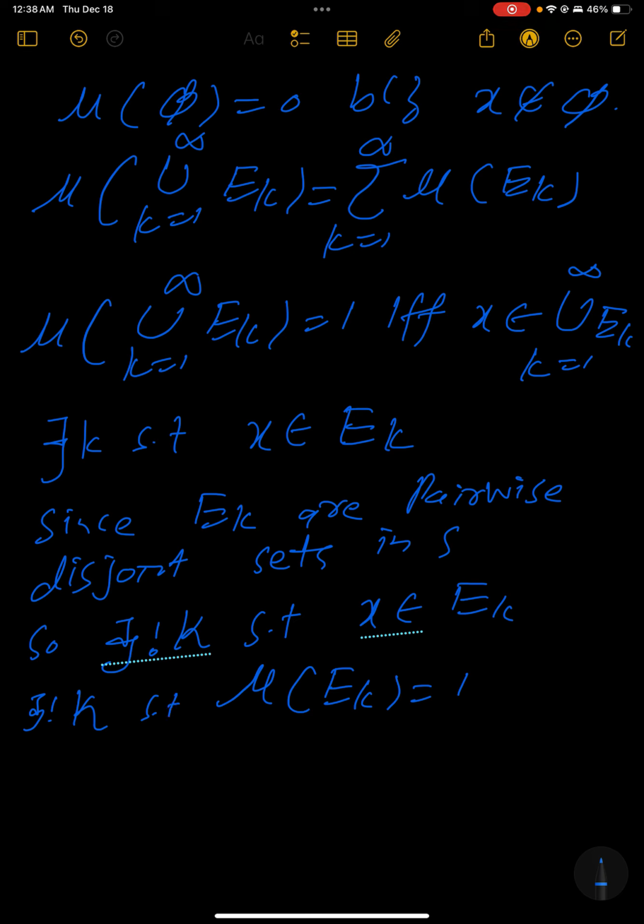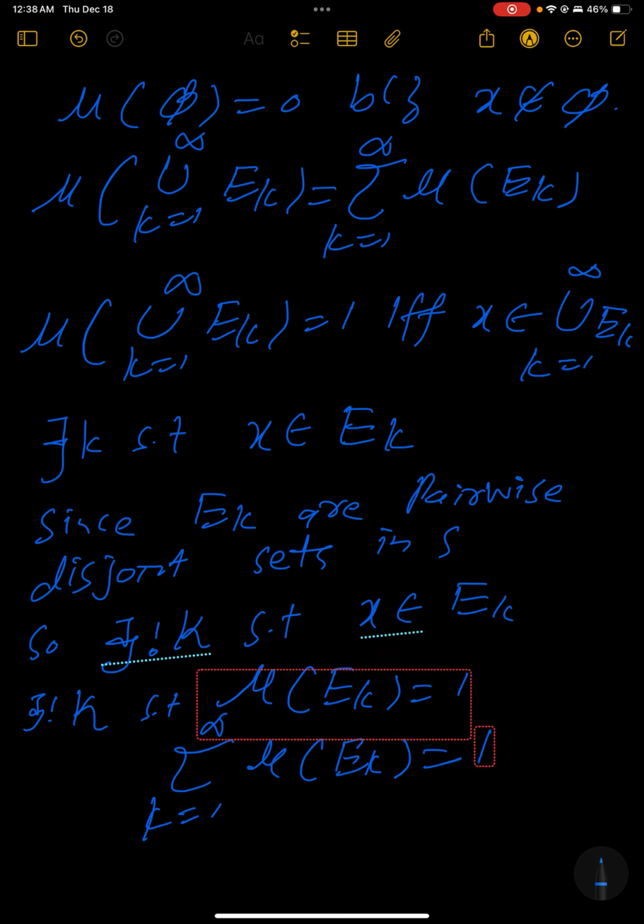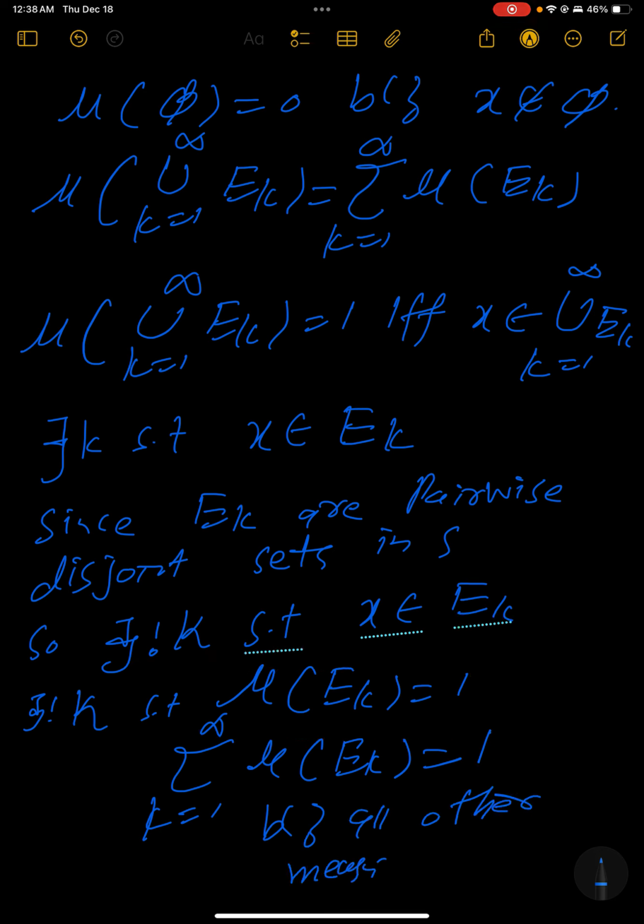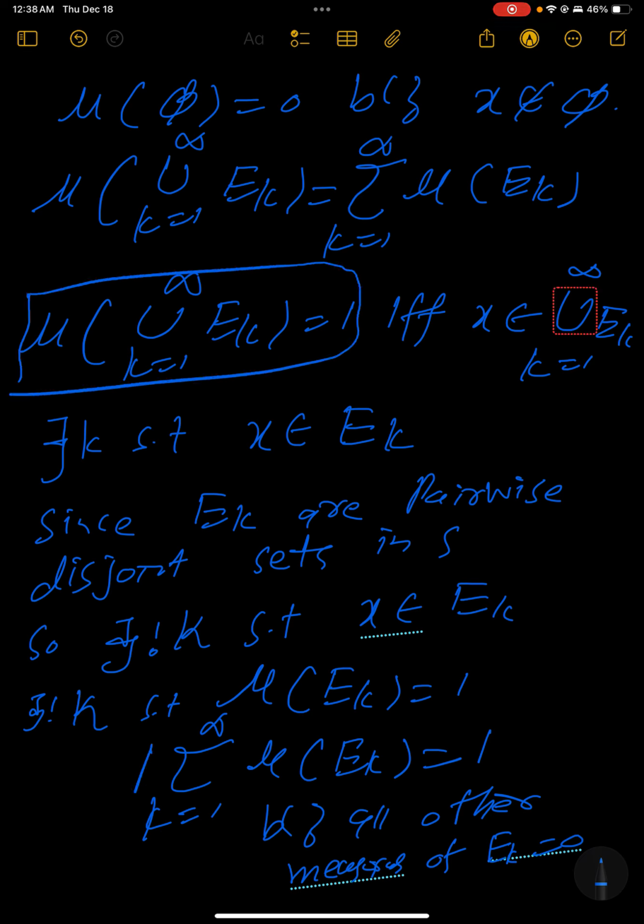Now if measure of Ek is equal to 1 for a unique k, what can we say about the sum? So sum of k is equal to 1 up to infinity measure of Ek is equal to 1 as well, because all other measures of Ek are 0. Okay, and we showed that my measure of the union is equal to this sum, and they have the same value. We can do that for the other case, because mu takes two values.